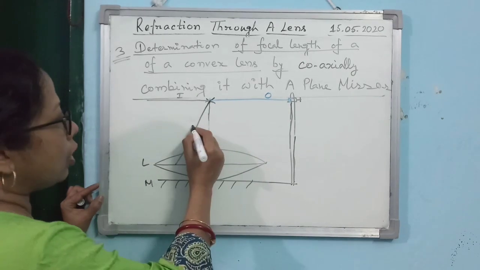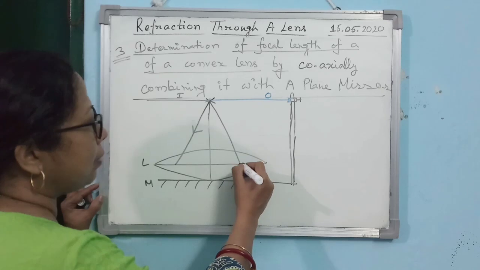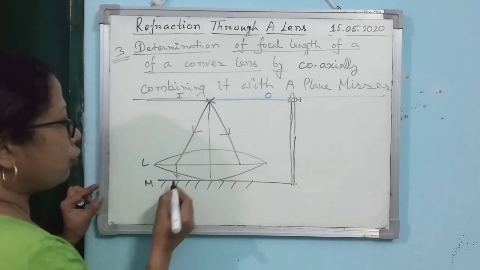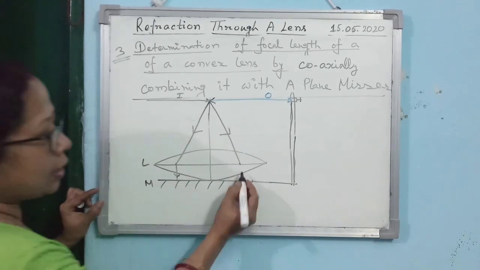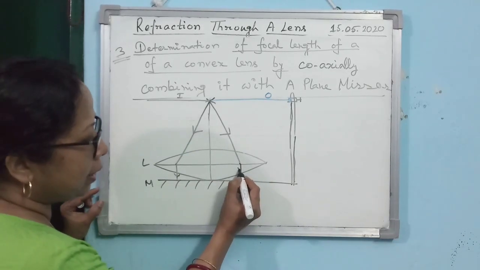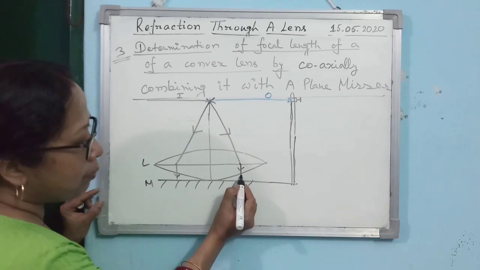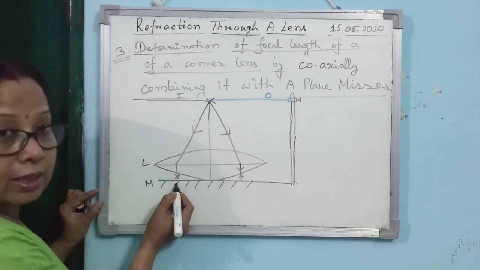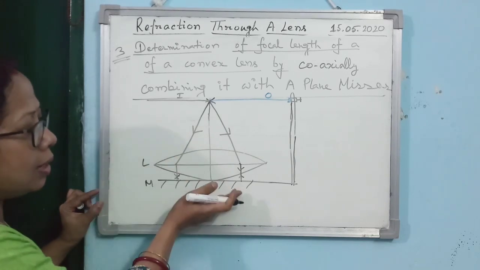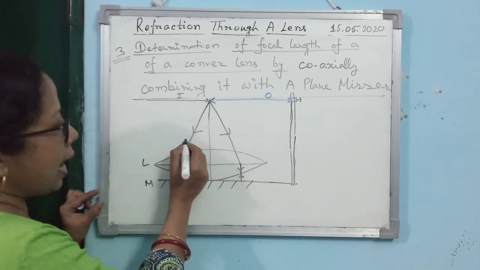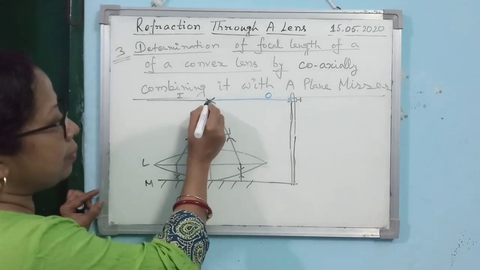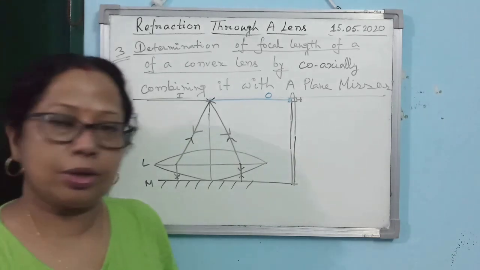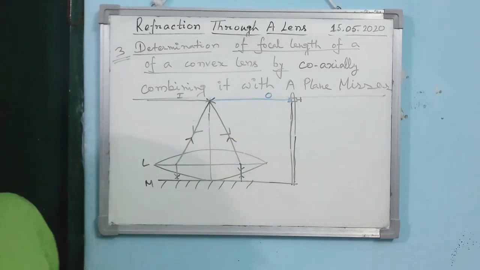So in this case also, what will happen? The ray will fall from the object, come and fall on the lens, and then it will fall on the mirror. Just look at it. It is falling on the mirror perpendicularly. So what will happen when it falls on the mirror perpendicularly? It will just retrace the same path, and then it will come and meet at the same point. So the image will be formed at the same position. So this diagram also you will practice.